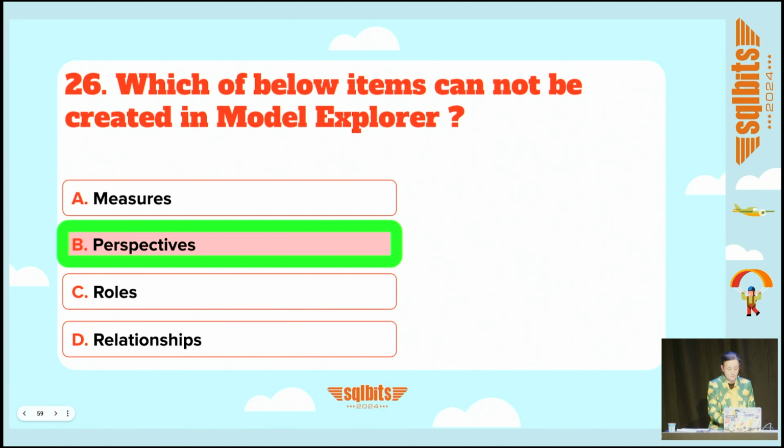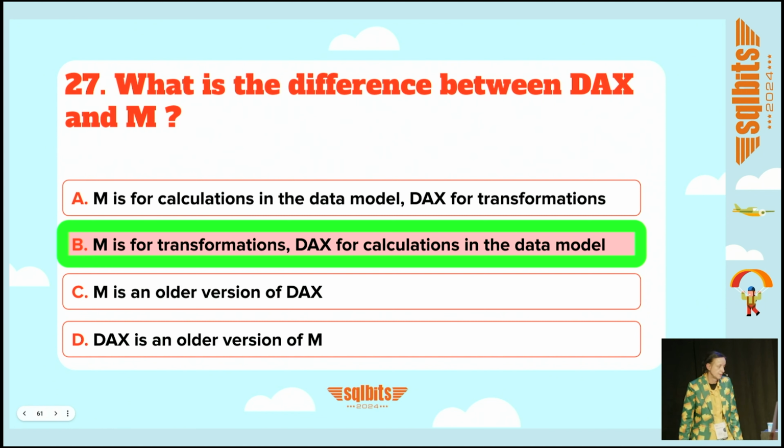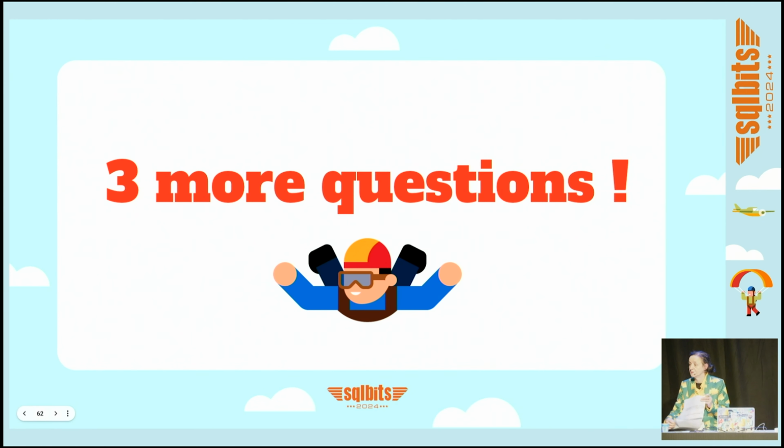Right, 27. We're almost there, guys. What's the difference between DAX and M? A, M is for calculations in the data model, DAX is for transformations. Or B, M is for transformation, then DAX for calculation in the data model. C, M is an older version of DAX, or D, DAX is an older version of M. Yeah, this was too easy, I knew this. B, very correct, everyone.